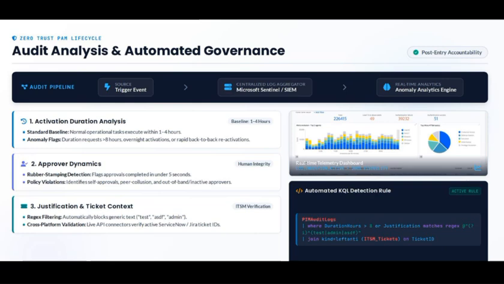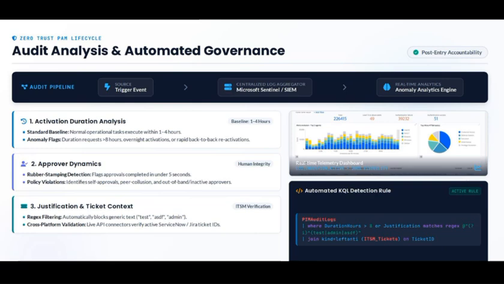Our SIEM actively flags duration anomalies, such as users consistently requesting maximum 12-hour windows, off-hours activations without corresponding incident records, or rapid back-to-back reactivations that might signal automated credential harvesting or session hijacking attempts.